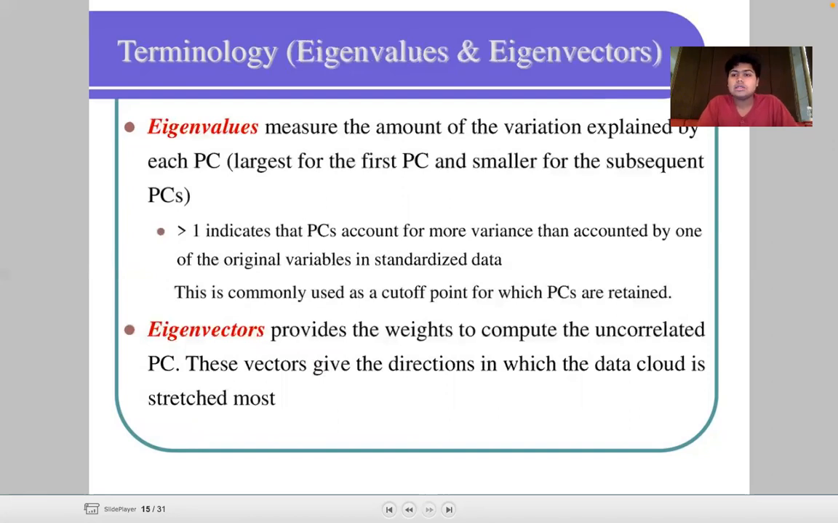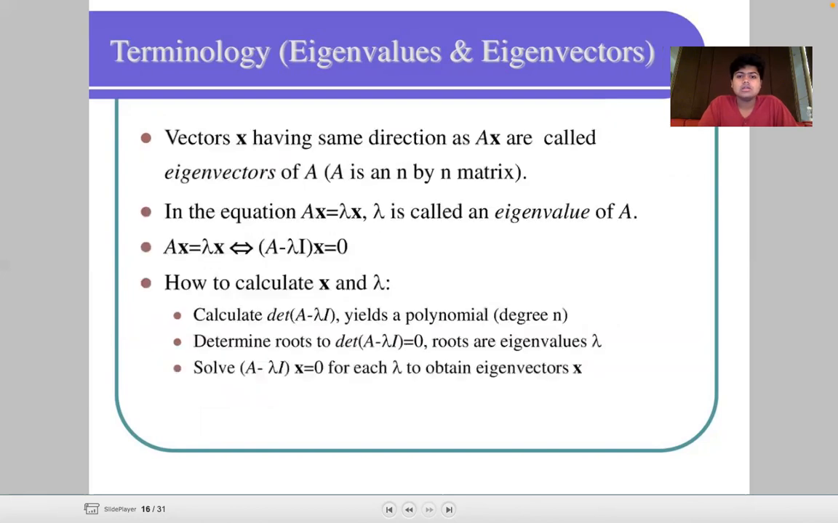Coming to eigenvalues and eigenvectors. Eigenvalues measure the amount of variation explained by each PC, and a value less than 1 indicates that the PC accounts for less variance than one of the original variables in standardized data. This is commonly used as a cutoff point for which PCs are retained. Eigenvectors provide the weights to compute the uncorrelated PCs. These vectors give the directions in which the data cloud is stretched the most. Vectors x having the same direction as Ax are called eigenvectors of A.